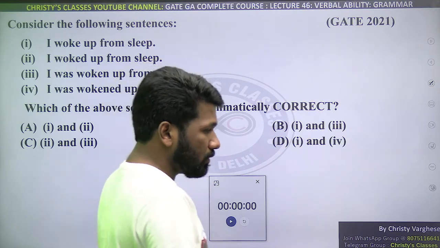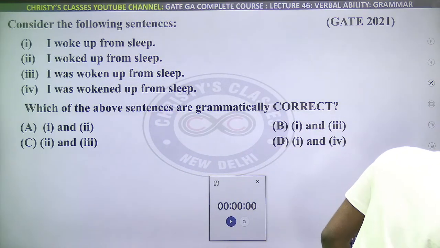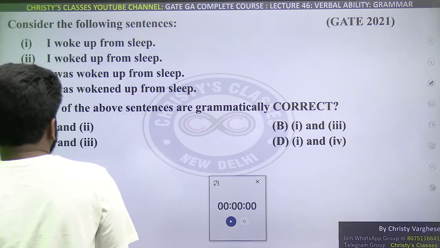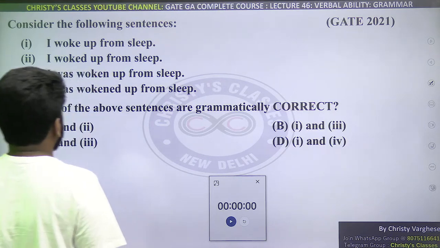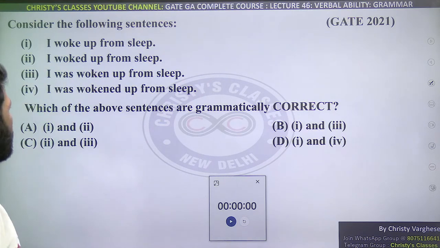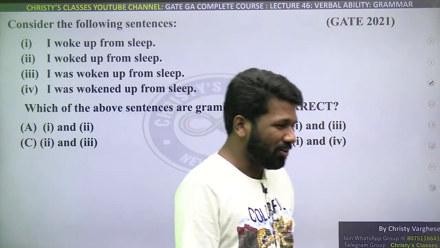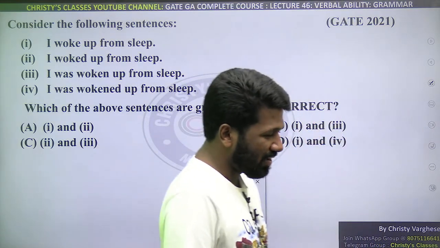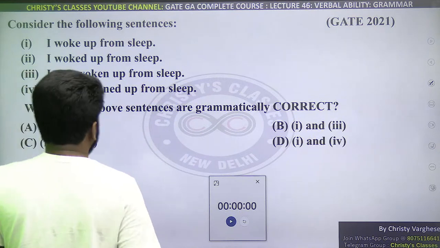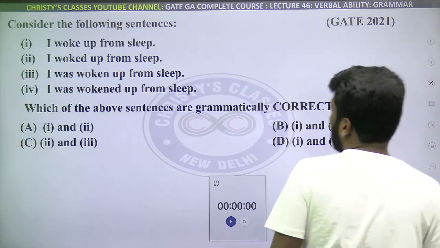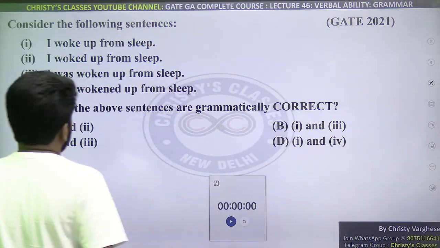Okay, so let us discuss this. Consider the following sentences. I woke up from sleep. Some sentences, when you read them, you will feel like this is very odd. This is totally wrong. So that way itself you can eliminate. Otherwise I will tell you the rules we are applying here. I woke up from sleep, that is totally okay.